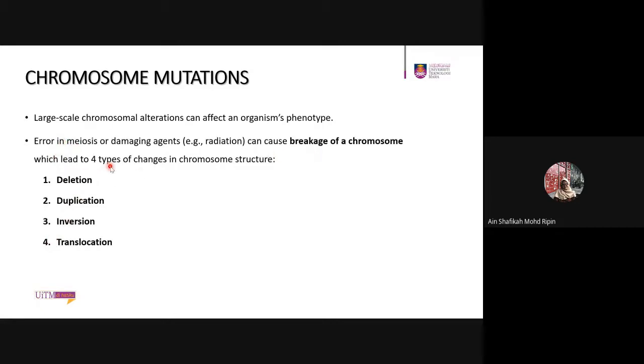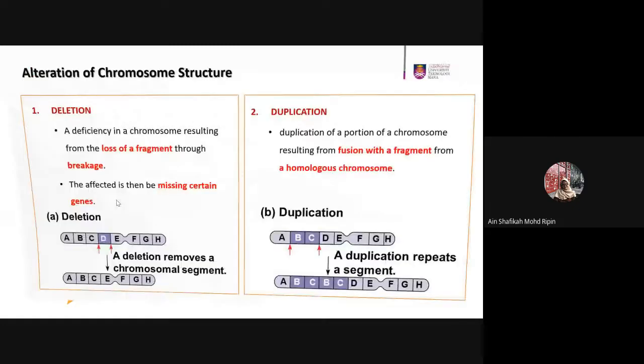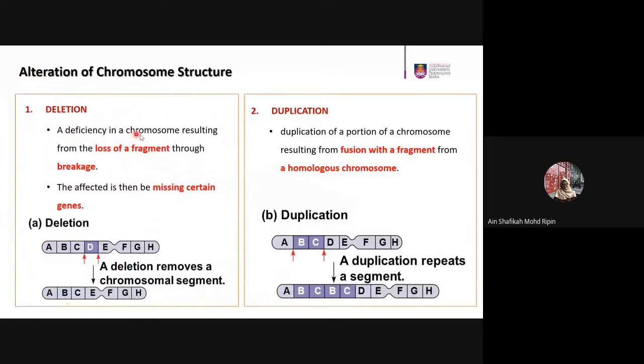So for the types of mutation, the 4 types of changes in chromosome structure are deletion, duplication, inversion, and also translocation. So we look first at deletion. Deletion is a deficiency in a chromosome resulting from the loss of a fragment through breakage. So the affected region is then missing certain genes.